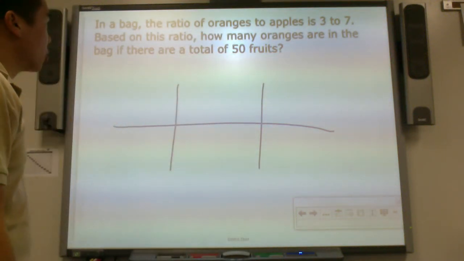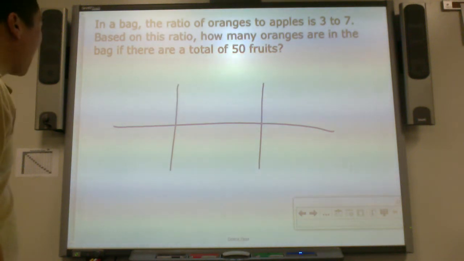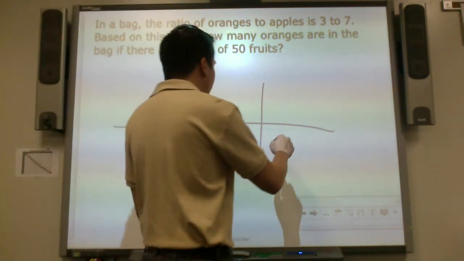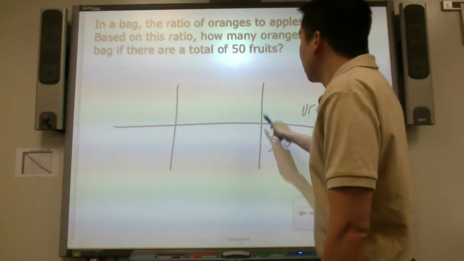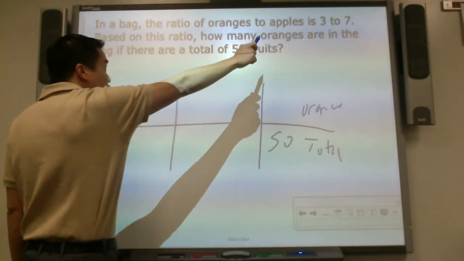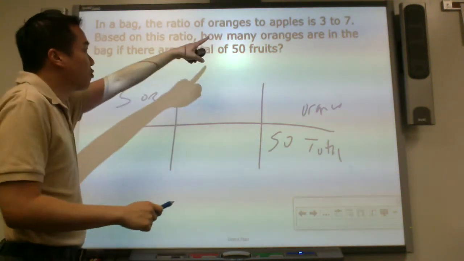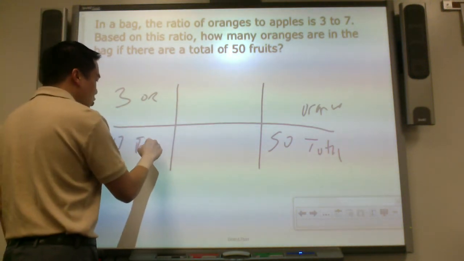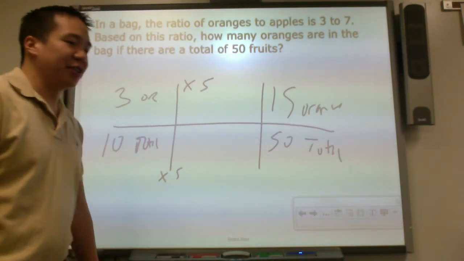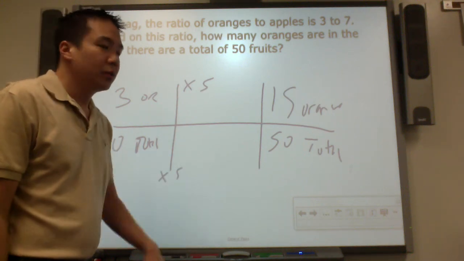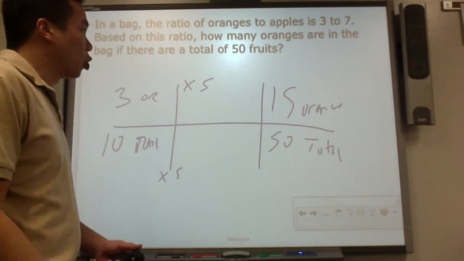In a bag, the ratio of oranges to apples is 3 to 7. Based on this ratio, how many oranges are in the bag if there are a total of 50 fruits? So 50 is the total. They want to know how many oranges there are. So let's see, they gave us 3 oranges to 7 apples. So we know there's 3 oranges, but total, how many fruits are in that original bag? 10 total. Build it up by 5. So 15 out of every 50 fruits, part to whole, 15 oranges out of the total of 50 fruits are oranges.